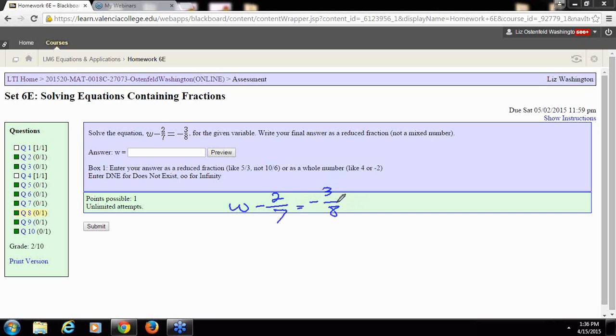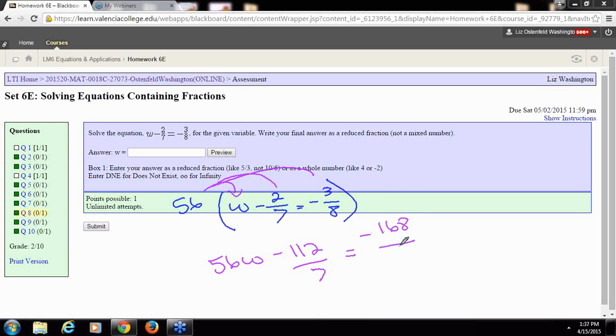Okay, same process here. I want to get rid of these fractions. I can do that by multiplying the entire equation by the common denominator, and I can see out of 7 and 8, the common denominator will be 56. So here I'm going to multiply 56 by every single term in the original problem. So I'm going to go 56 times W, 56 here, and 56 to the last one. So here I'm going to get 56W minus 112 over 7 equals, and then 56 times 3 is going to be a negative 168 over 8.